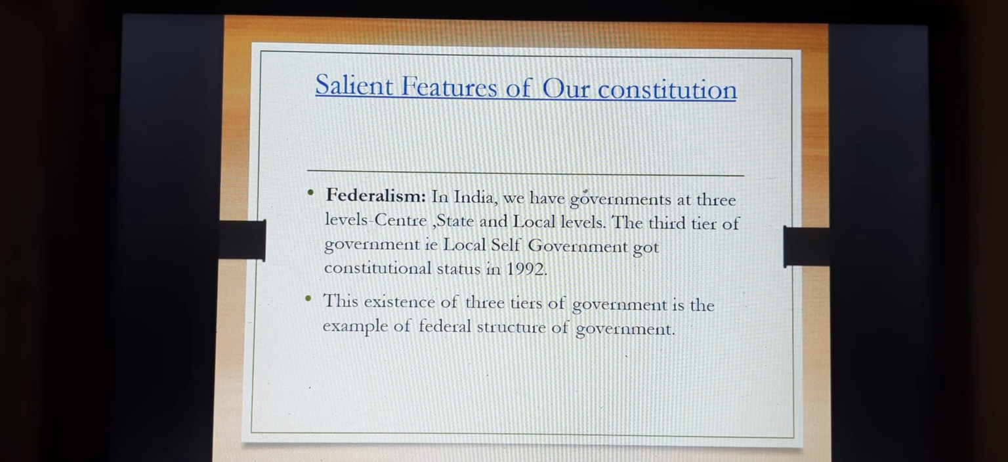So the third tier, the panchayat, was earlier in the village and it is having different forms, like the khap panchayat earlier they used to have in Haryana, now it is not there. Though it is existing there, we cannot say that it is there because we don't see it. So simply we can understand for every village we are having the panchayat. This existence of three tiers of government is the example of federal structure of government. So at each and every level, at three levels, the government is functioning and they are working for the welfare of the people. That is your federalism.